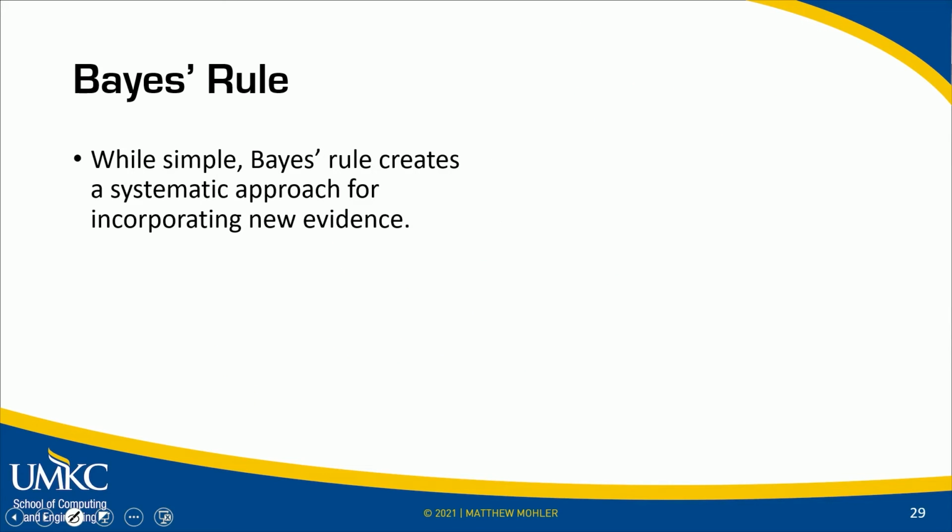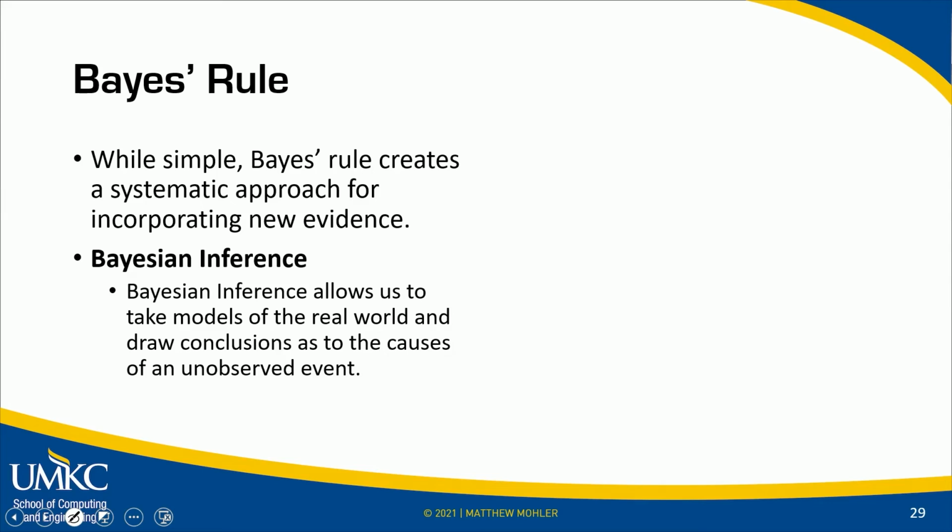So to kind of recap, while it's kind of a simple equation or easy to arrive at based on the information we've already acquired throughout this lecture, Bayes' rule really gives us a systematic or an equation-based approach for incorporating new evidence. If we have evidence that we can see in front of us, we can go back and look at what's already occurred. So Bayesian inference is something that we'll probably look at towards the end of the semester, though not in great detail. But it allows us to ultimately take models of the real world and then draw conclusions as to the causes of an unobserved event.